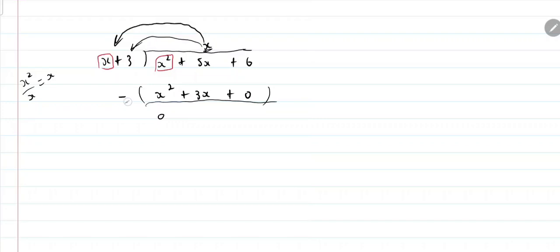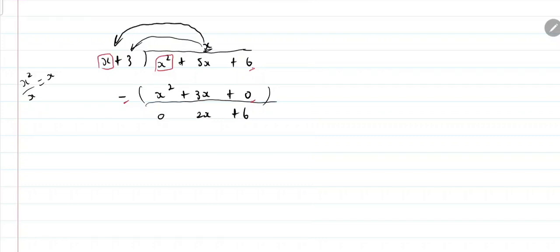5x minus 3x, which is going to be 2x. All right? And 6 minus 0 is still 6.